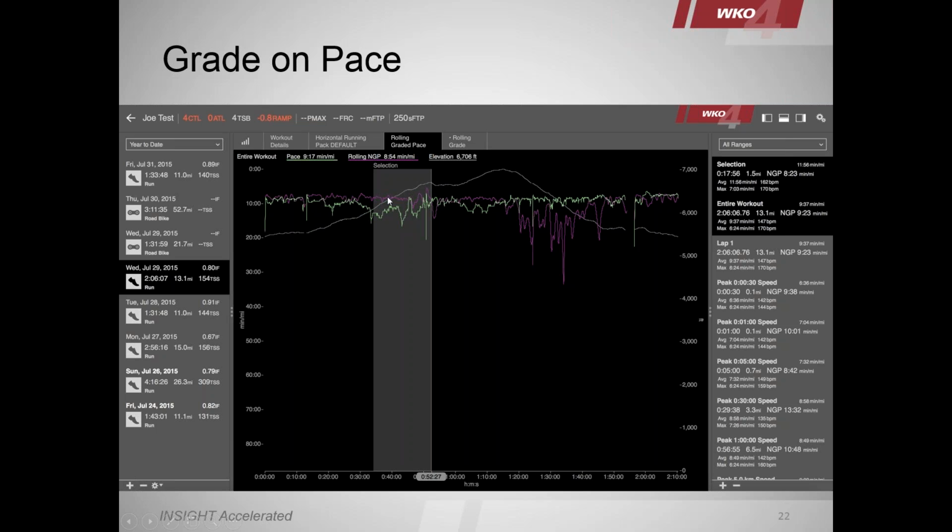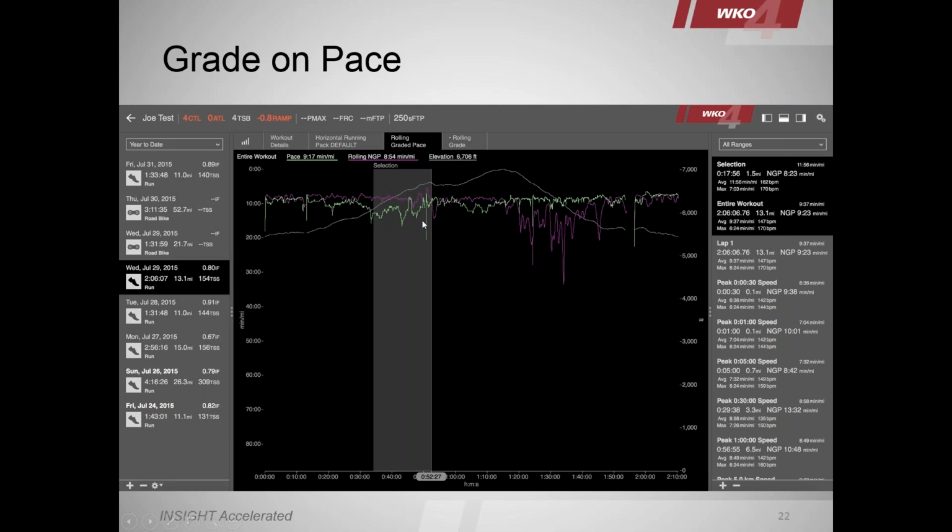It gives us insight here by staying on the rolling normalized graded pace, how hard it is at any given moment. And in this chart, if you scrolled over it, it would show you exactly at that moment what the elevation is. I could have actually put grade in here. Rolling grade is available too, to show you what the actual grade was at that moment.